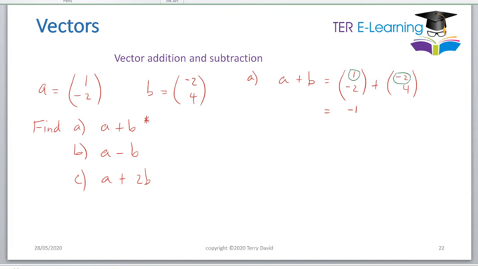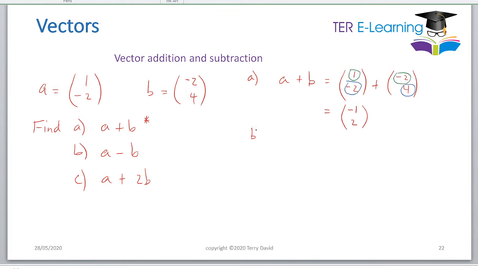So that's the top part. Then we're going to deal with the bottom part now. Minus 2 plus 4 gives me 2. So the vector a plus b is minus 1, 2. Right? All you're doing is adding corresponding values in the vectors. That's all you're doing. Nothing complicated.